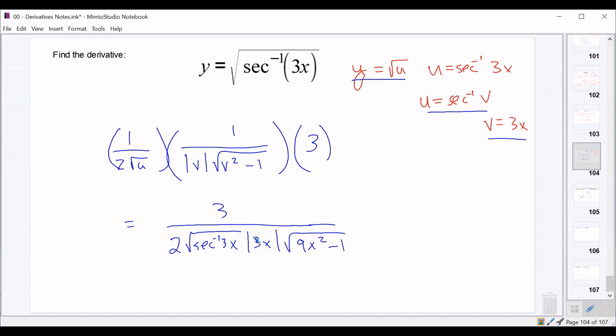The 3 inside the absolute value can cancel with the 3 in the numerator, and our final result should be 1 over 2 root inverse secant 3x times absolute value of x times root 9x squared minus 1.